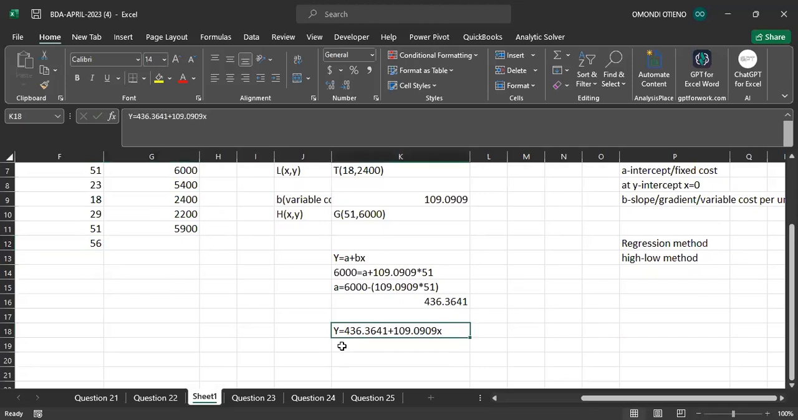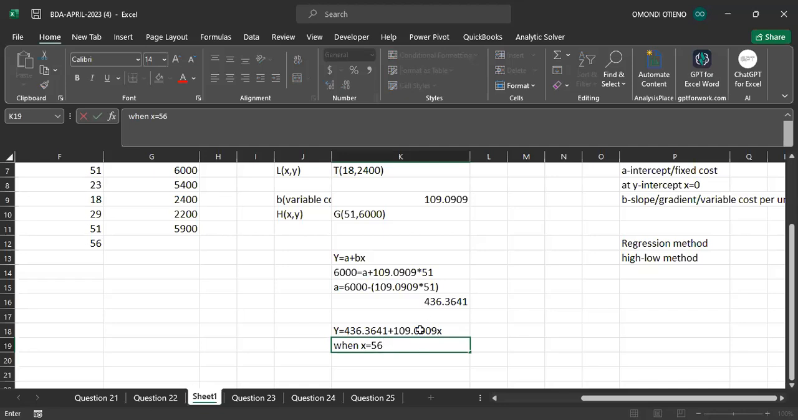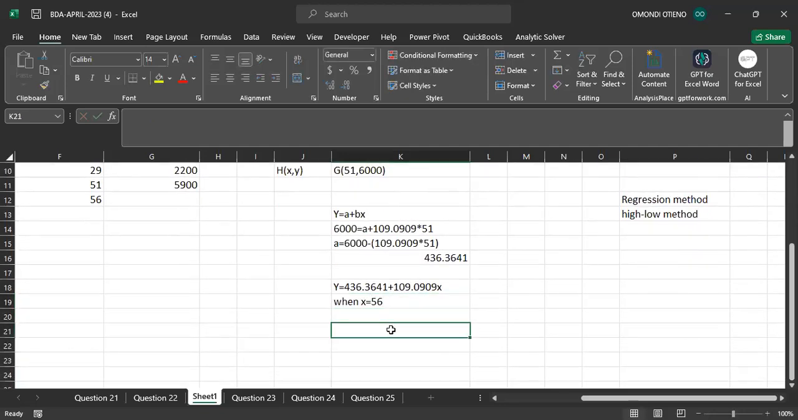This is the cost function, Y equal to A. So basically they are telling us what will be the value of Y when X is equal to 56. You have everything in the cost function, you only lack X. So what will be the total cost? What will be the value of Y?